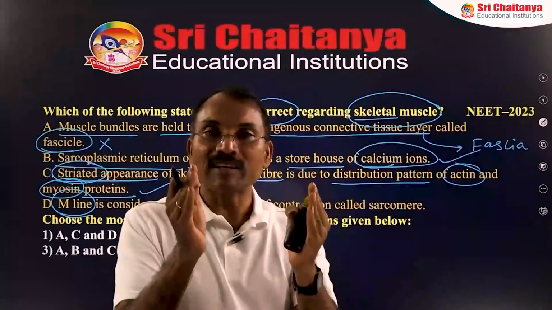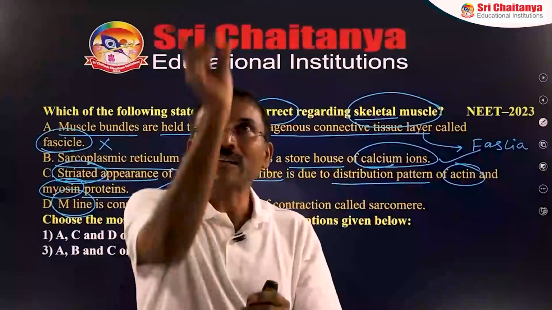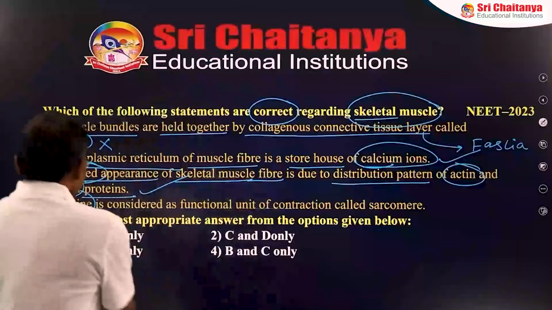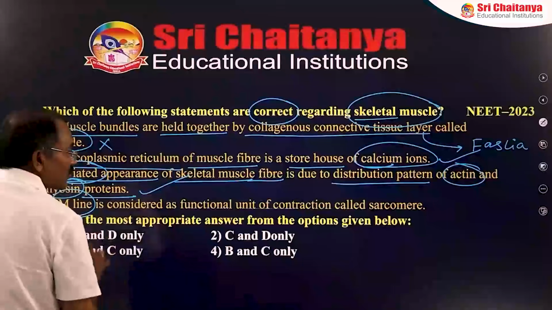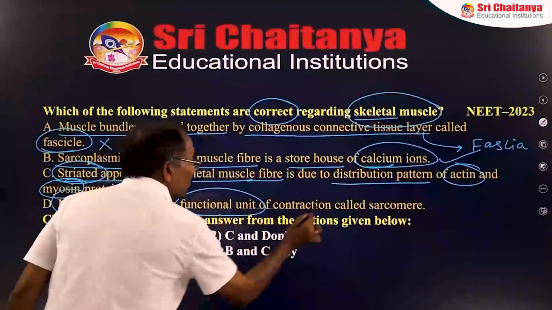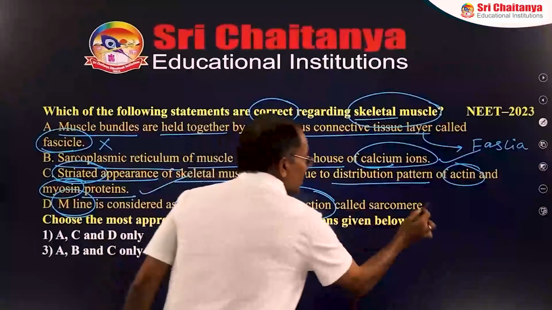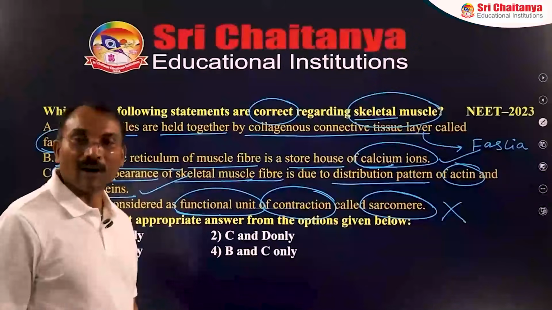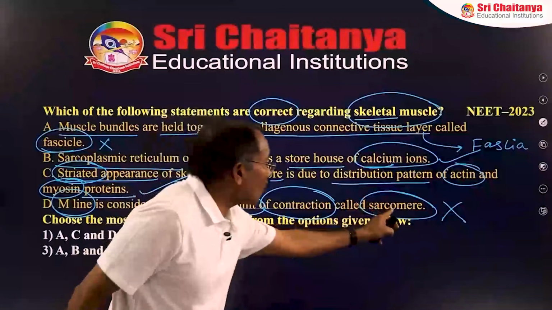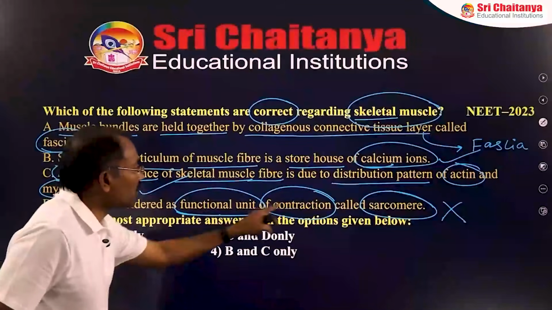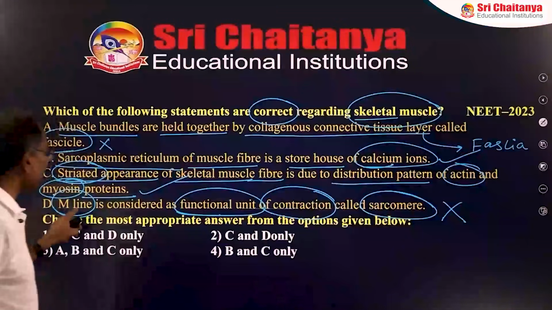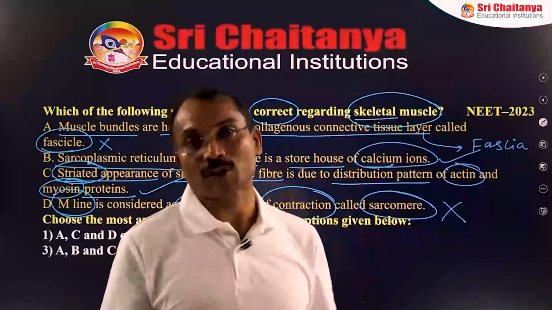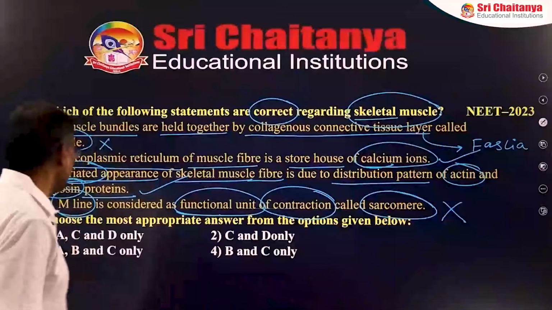M line is present at the center of A band. H zone is present at the center of A band, and in the center of H zone there is a line called M line. M line is considered as functional unit of contraction called sarcomere. It is wrong, because sarcomere is a functional unit of contraction but not M line. M line is not the functional unit of contraction. So it is wrongly given statement.